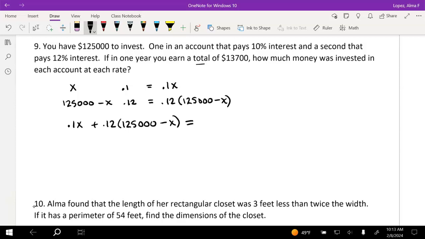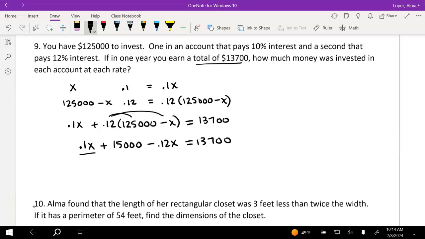so that they add up to the total that I got in interest at the end of the year, which was $13,700. I'm going to start by distributing the 0.12 into my parentheses. We have 0.1x plus 0.12 times 125,000. And I get 15,000. 0.12 times negative x, negative 0.12x, equals 13,700. I'm going to go ahead and combine the x's and move the 15,000 over to the other side.